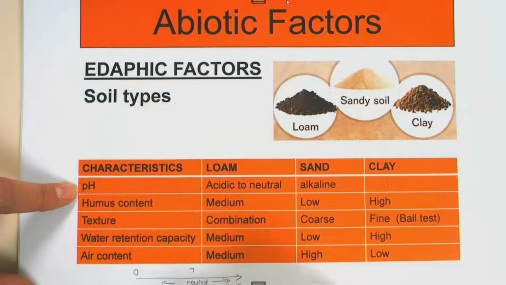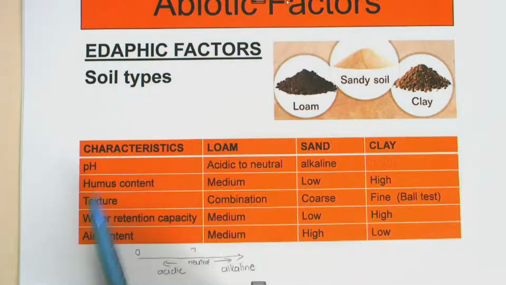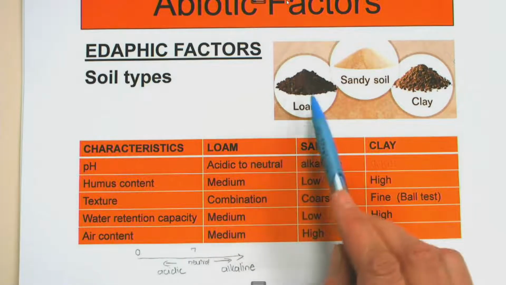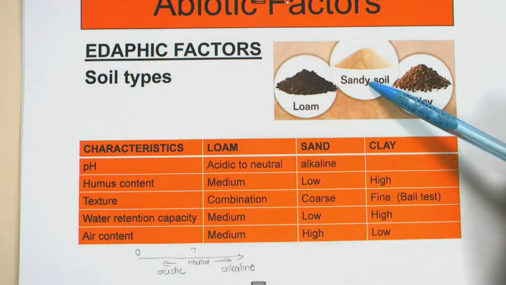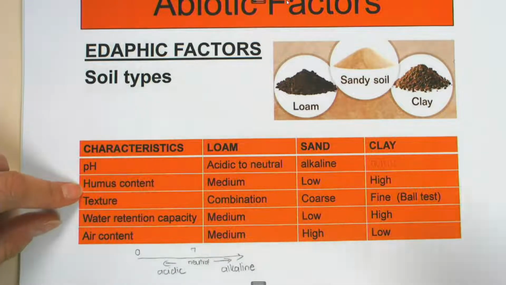Okay, that's also primary school work. Let me just do this so that you can see. So when we look at loam soil, this one, it can be acidic to neutral. The sandy soil is alkaline, and the clay soil can be more acidic. Okay, so that is your table that you study. The humus content, that's the amount of nutrients.